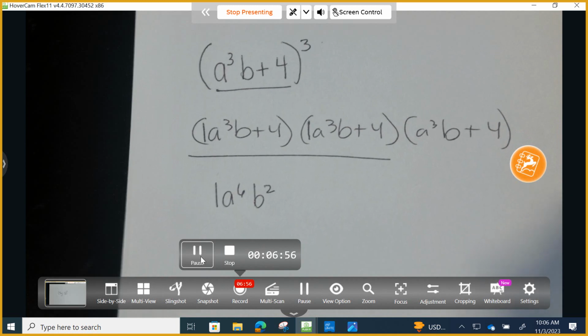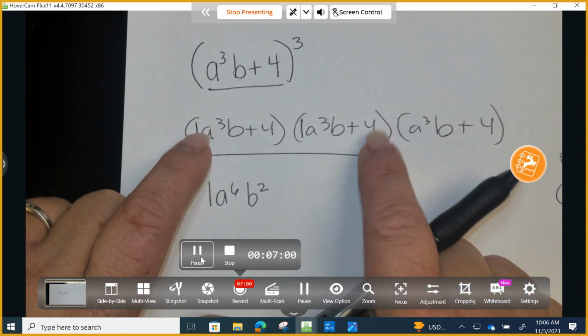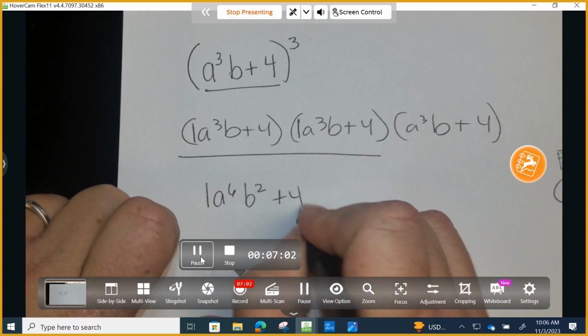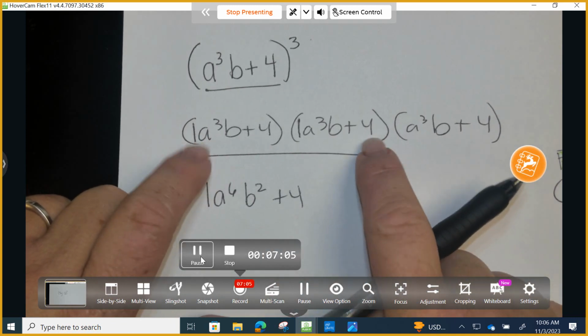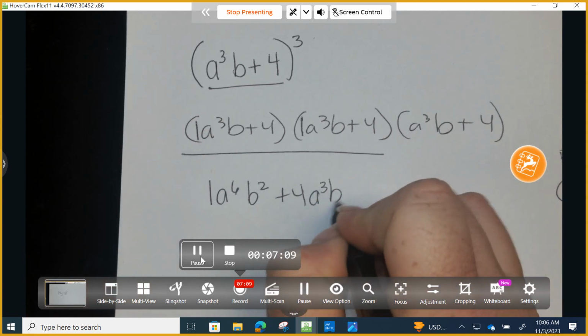Now I'm going to move on to the O for outside. These are my outsides. First I multiply, so positive 4 times positive 1 is 4. And then I ask myself, how many A's? Okay, I have 3 A's between these 2 and 1 B. So A cubed B.